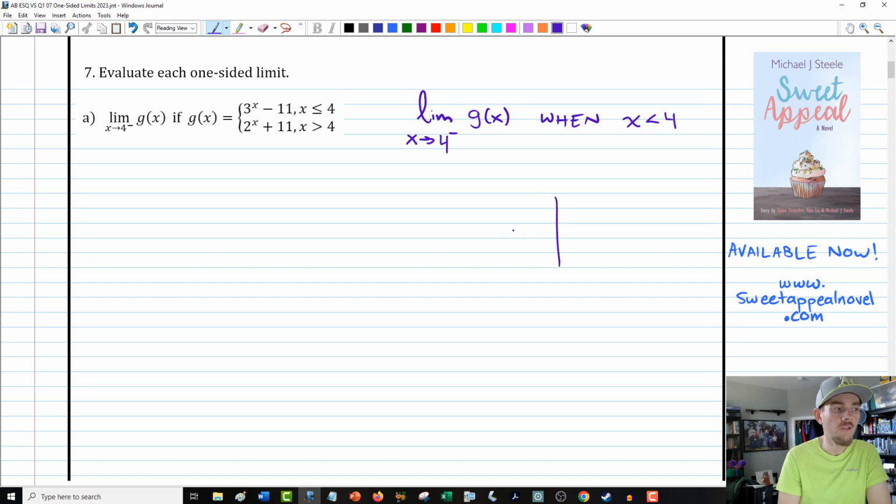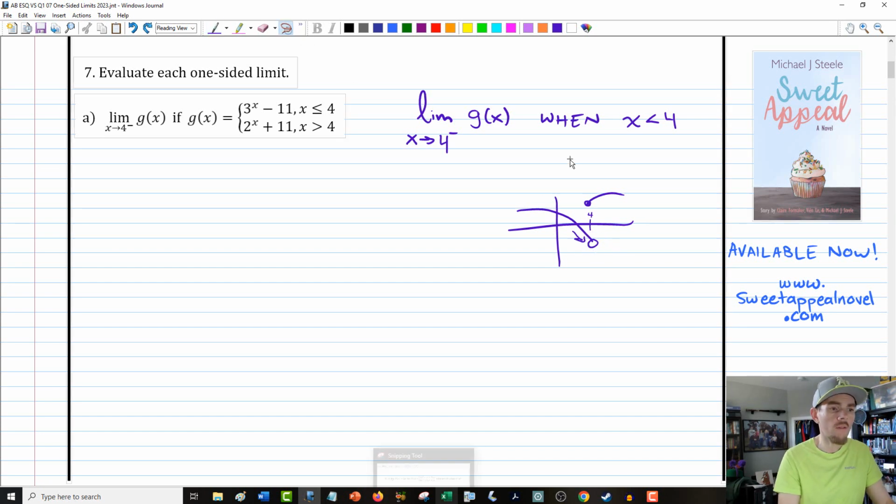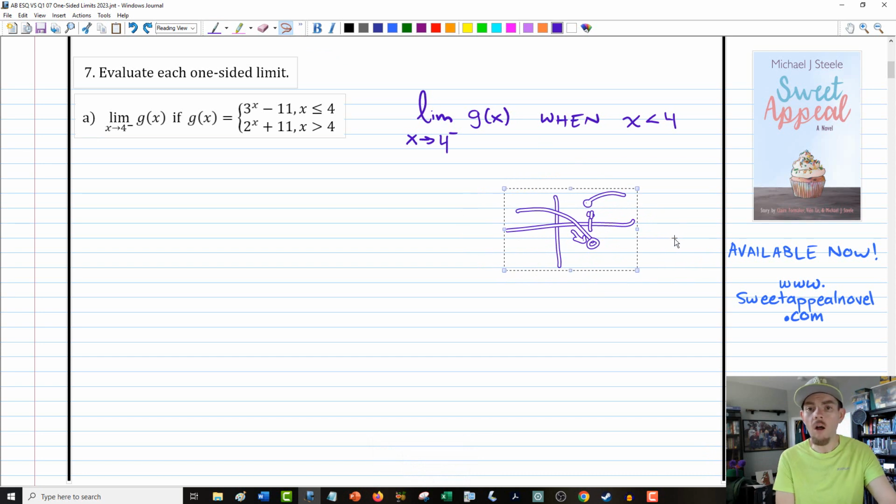So you can imagine visually, although this isn't what ours is going to look like, I'm just making random pictures here, that if we've got a piece going on like that, we're interested in what's happening as we approach 4 from the left side, assuming of course that this was 4, we're looking to see where it is going down here. That's the y value we're looking for. It doesn't matter whether it's included or excluded at all, just what's happening as we approach there.